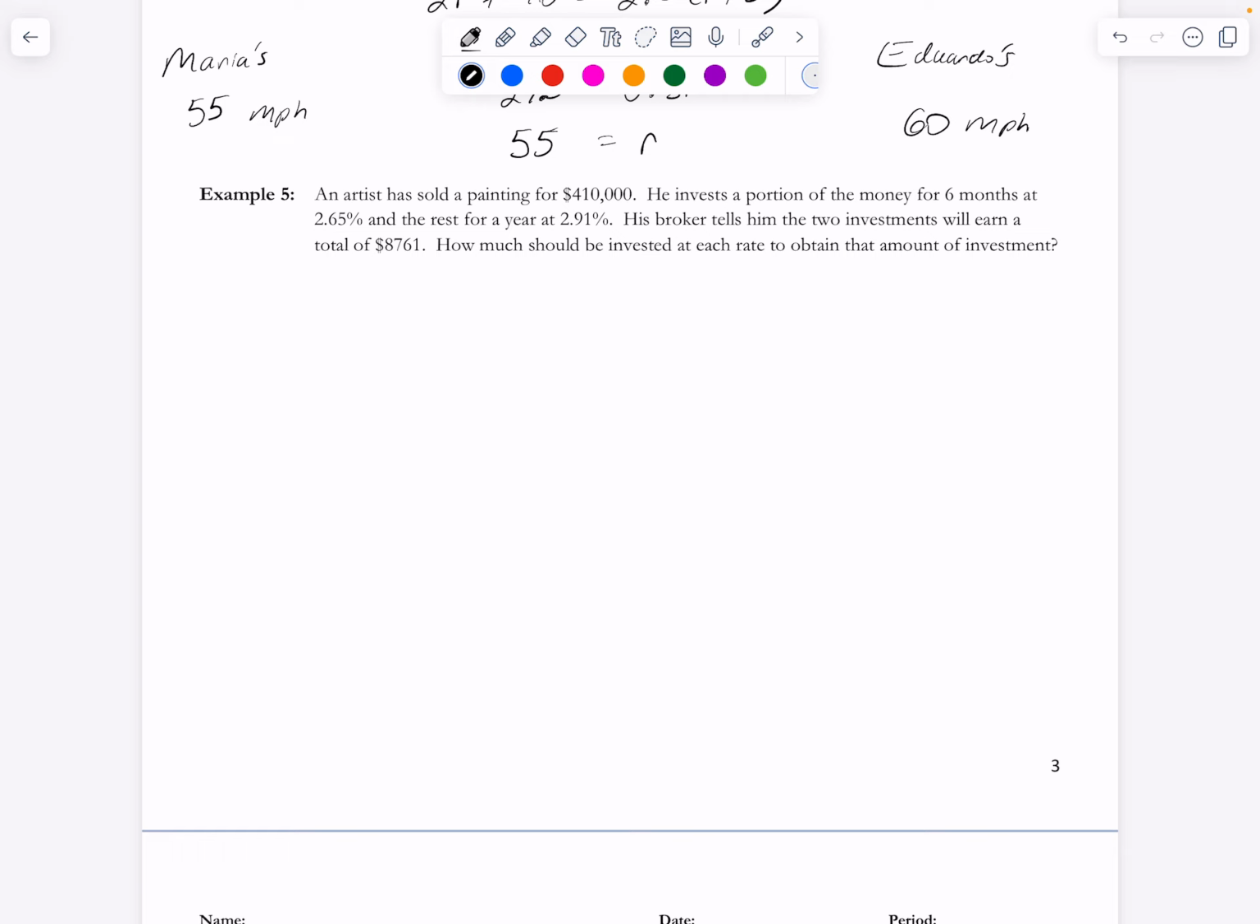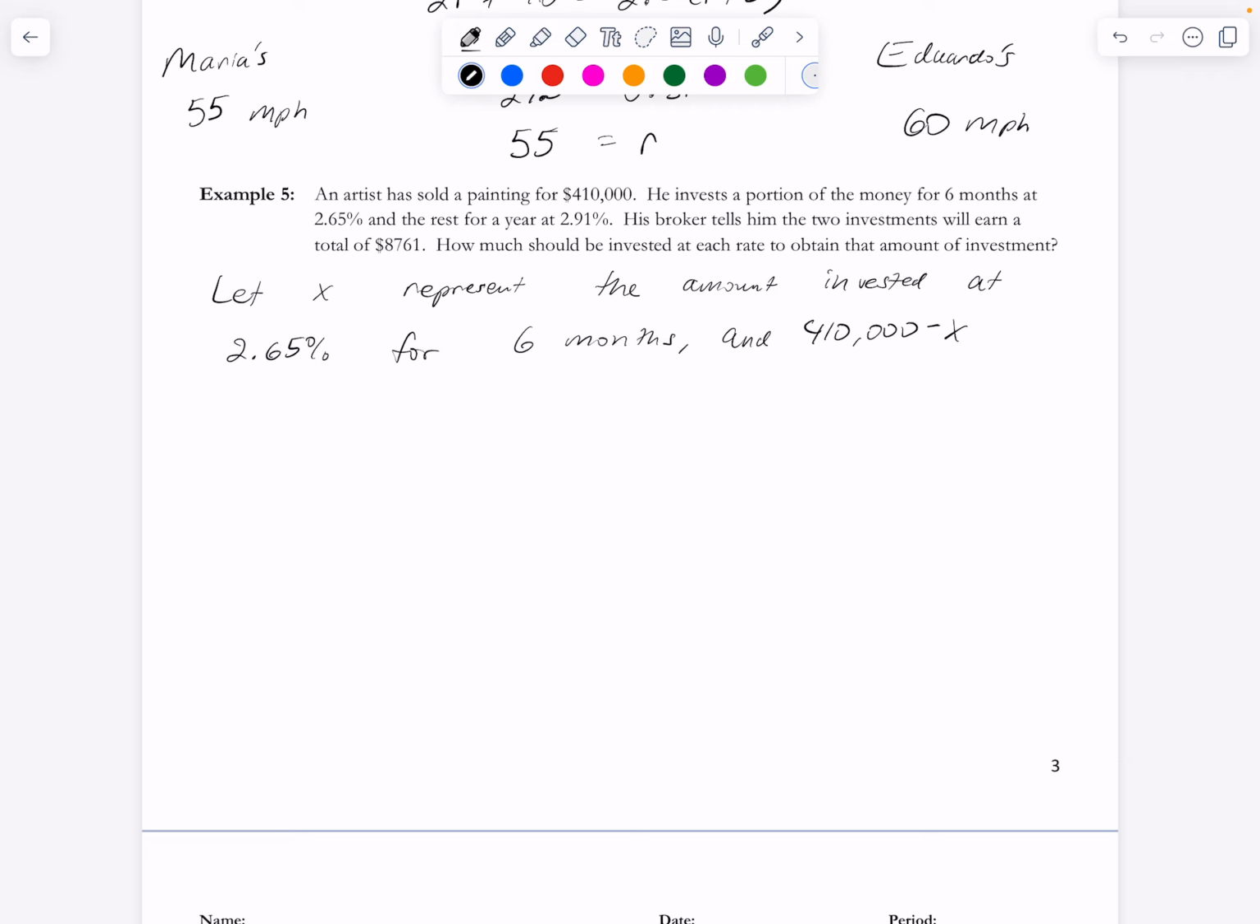Okay, so I'm going to first let X represent the amount invested at the 2.65% rate for 6 months. And then whatever that is, I'm going to do 410,000 minus that, right? Because whatever we choose for that amount, the rest is going to go into this other one.